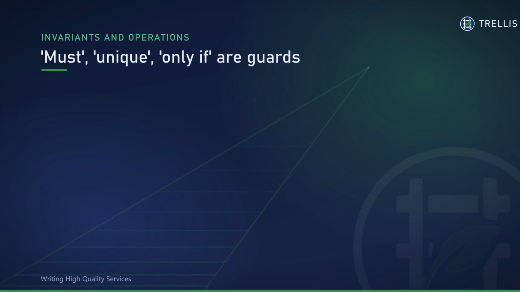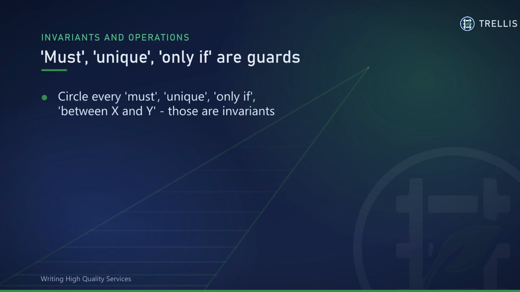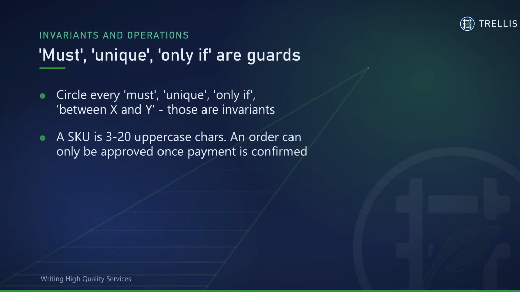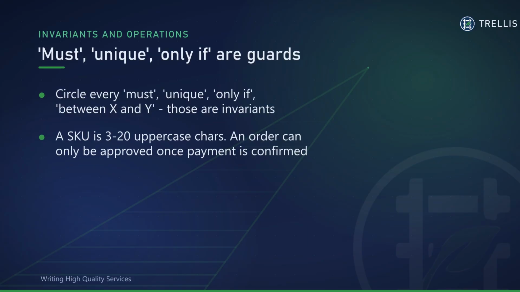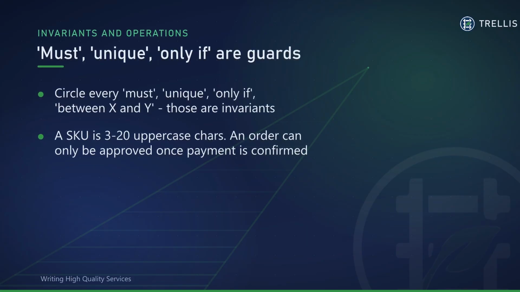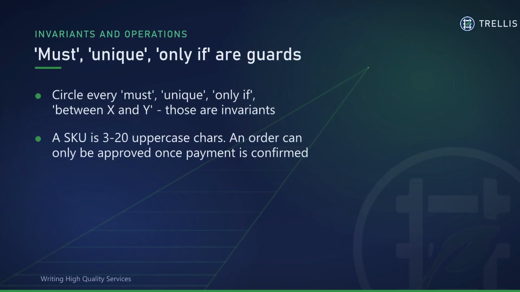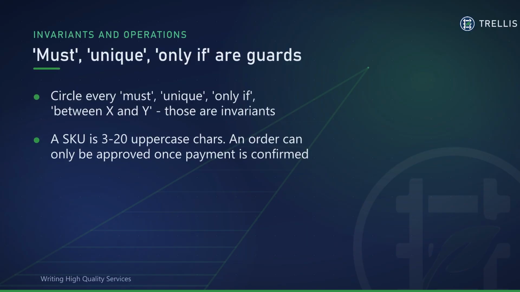Second pass, the rules. Go through and circle every must, every unique, every only if, every between X and Y. Those words are invariants, conditions that must hold no matter what the caller does. In our spec, a SKU must be 3 to 20 uppercase characters and unique. An order can only be approved once its payment is confirmed. Stock can never go negative. Each of those is a guard you'll enforce in the domain.